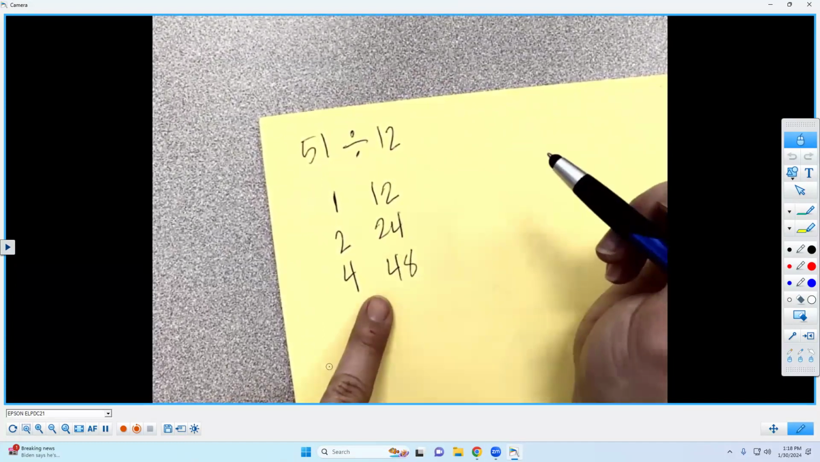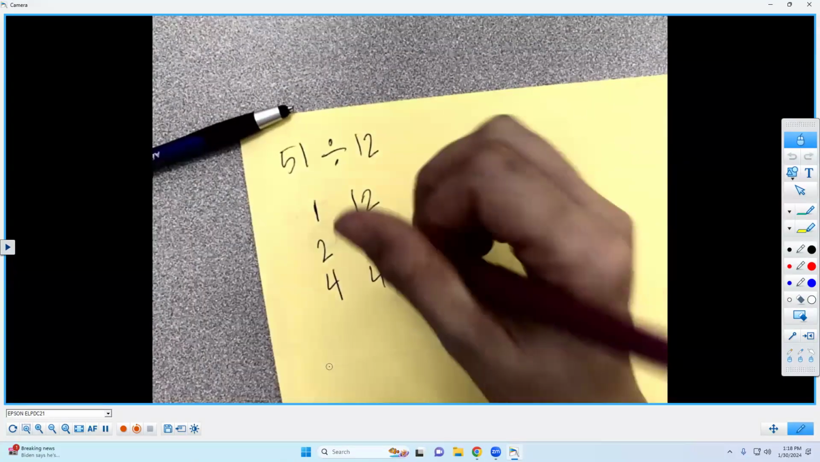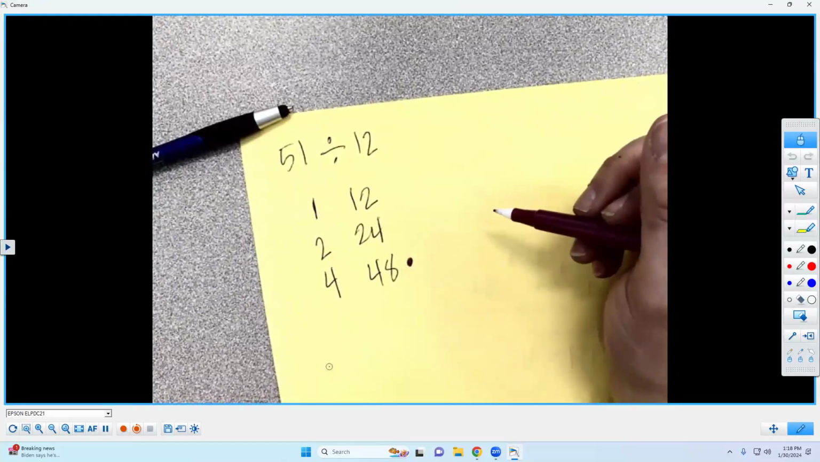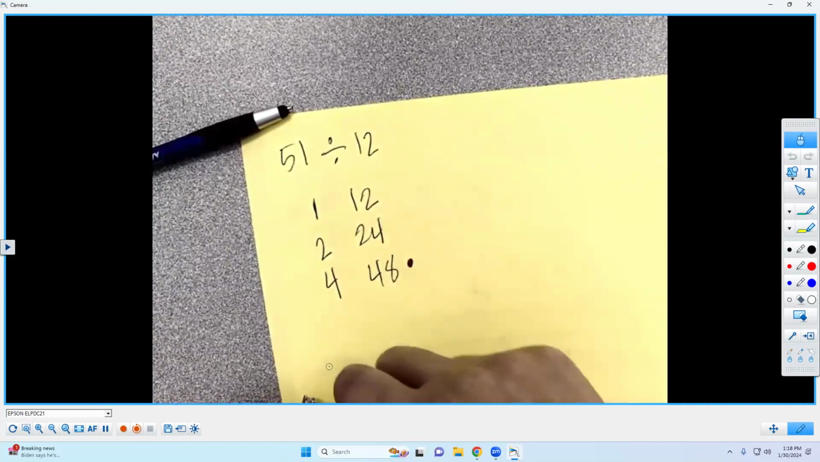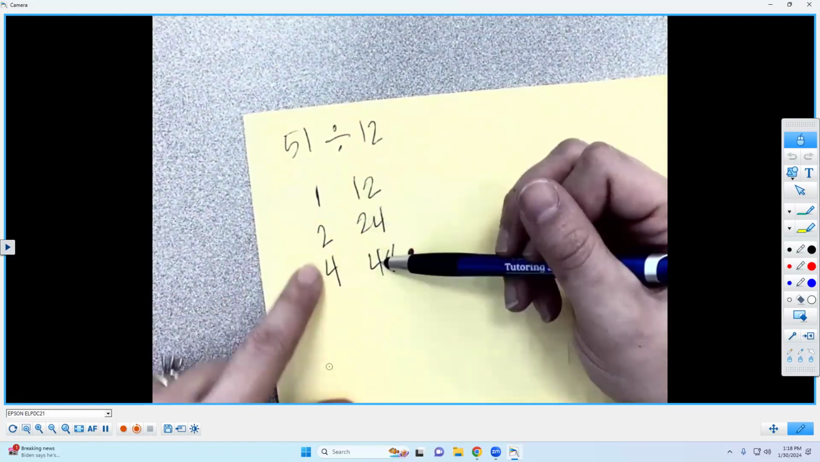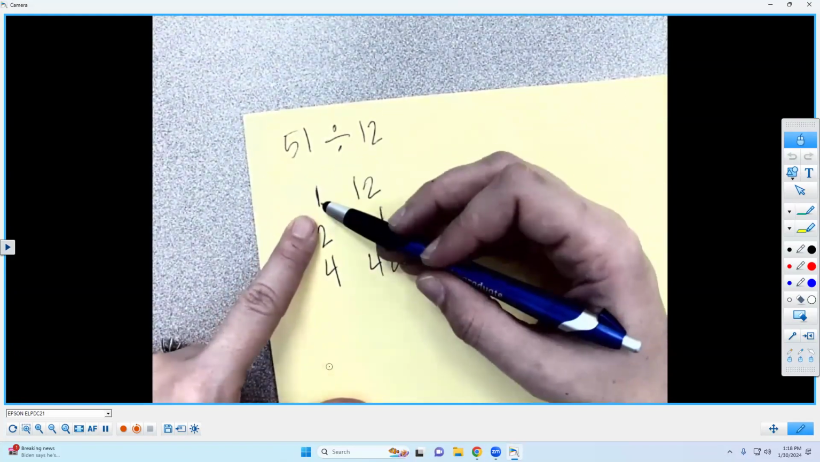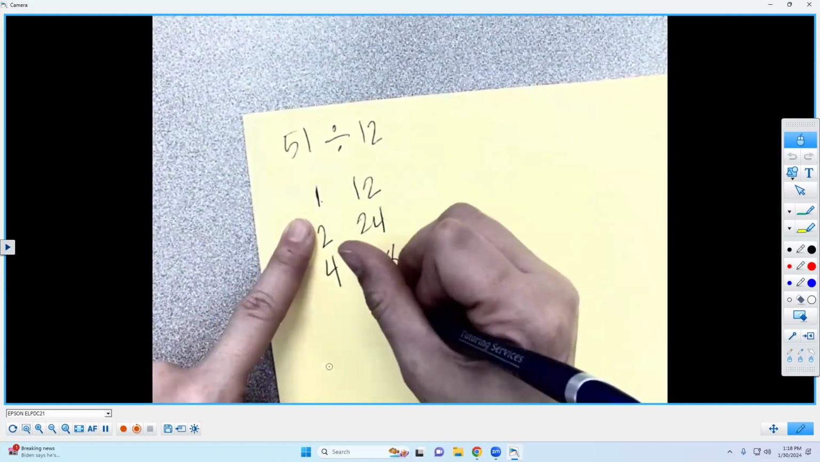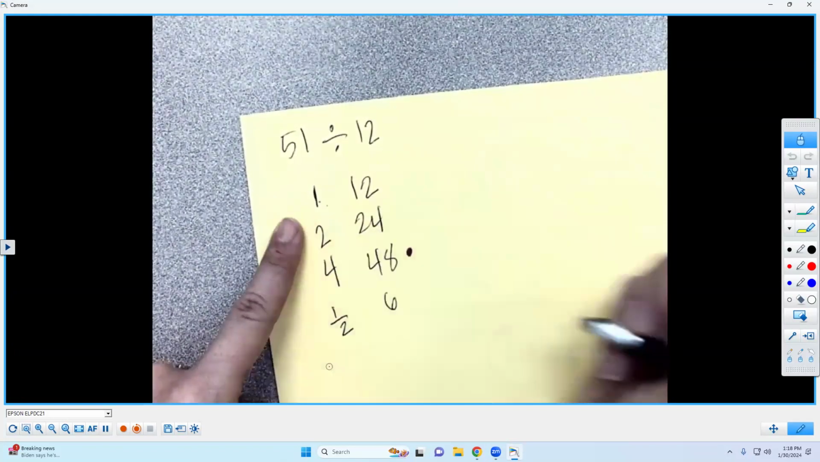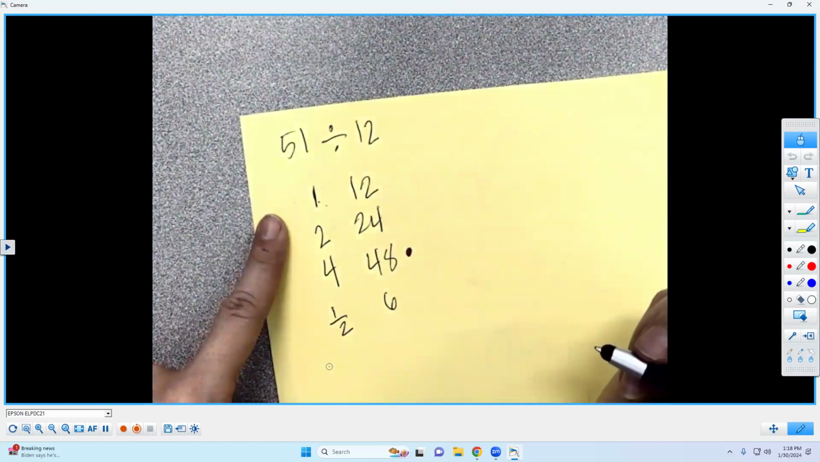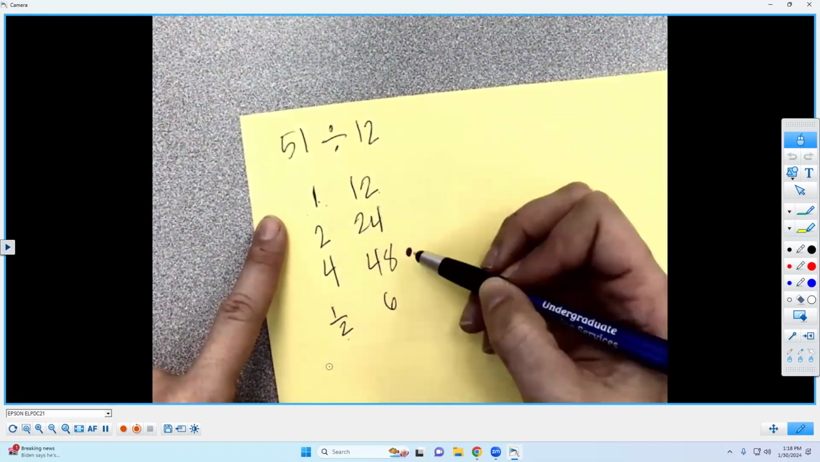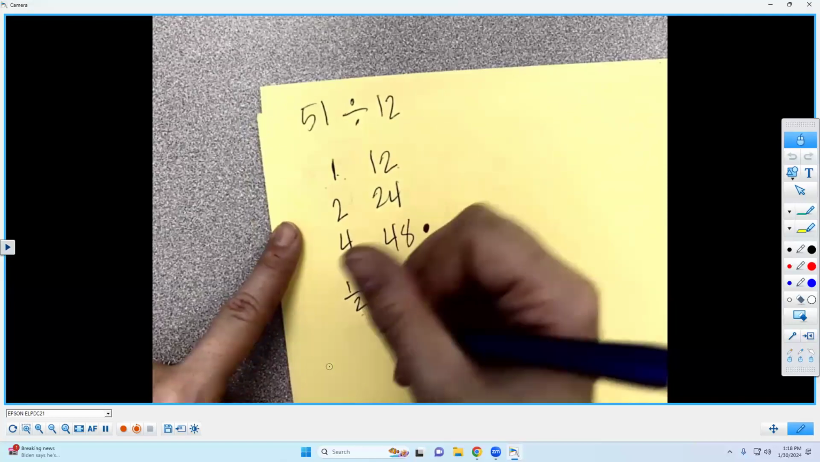So 51 is 48 plus, there's nothing smaller, right? So what you can do is go the opposite. Instead of doubling it, you can half it also. So half of 12 is 6. Half of 1 is a half. If one set is 12, then a half of a set would be 6.